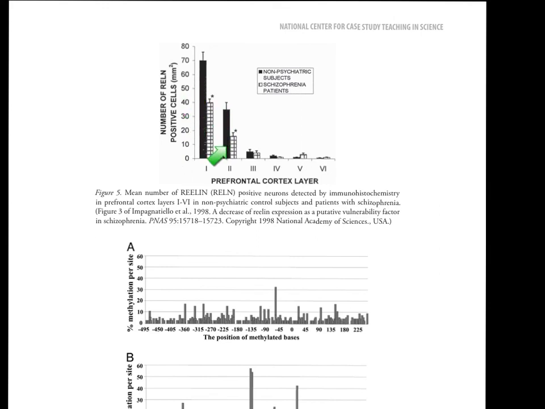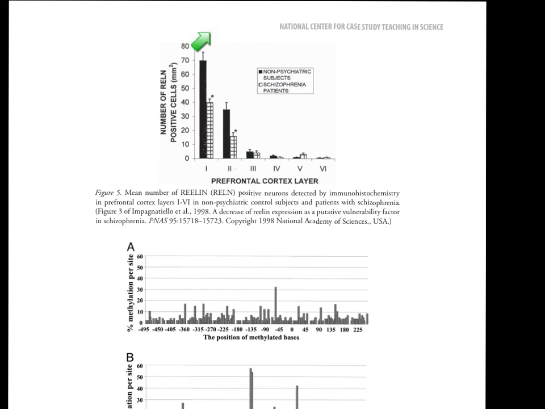And here again, it's about double, if not more. I think here we're at 15, and this one's at, I want to say, 35. So it's even more than double the amount of reelin positive proteins. Where here in the third layer, they're much closer together.